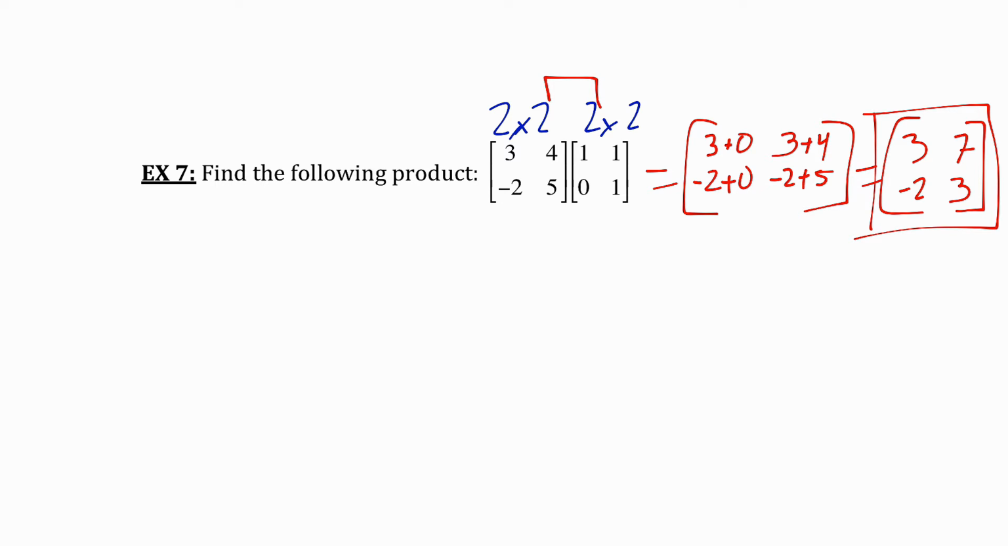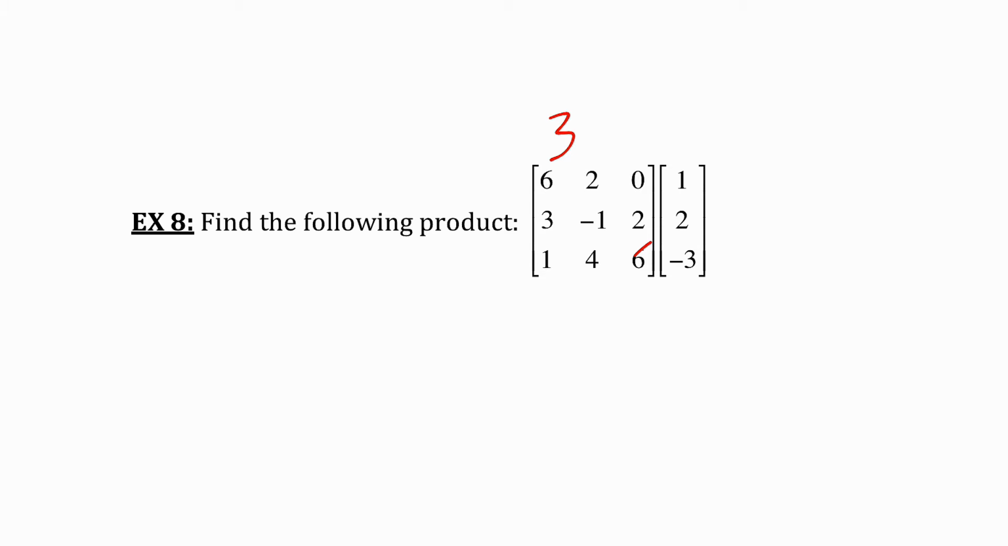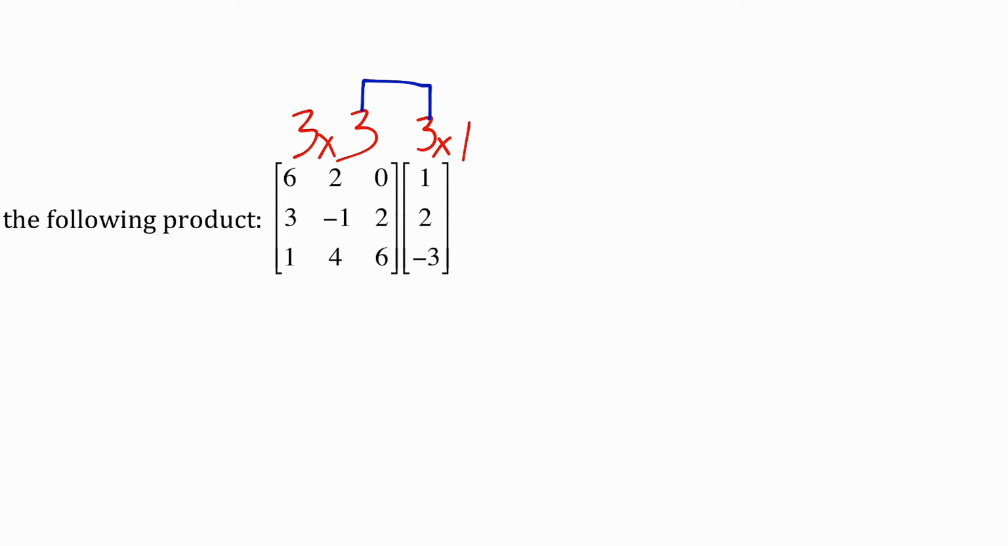Example 8, we've got some new dimensions here. We've got a 3 by 3, 3 rows by 3 columns, and this is a 3 by 1 over here. Again, double check, make sure the columns of the first matrix match up with the number of rows in the second matrix, and they sure do. So going through this again, we're making a product here, and I'm going to take it slowly.